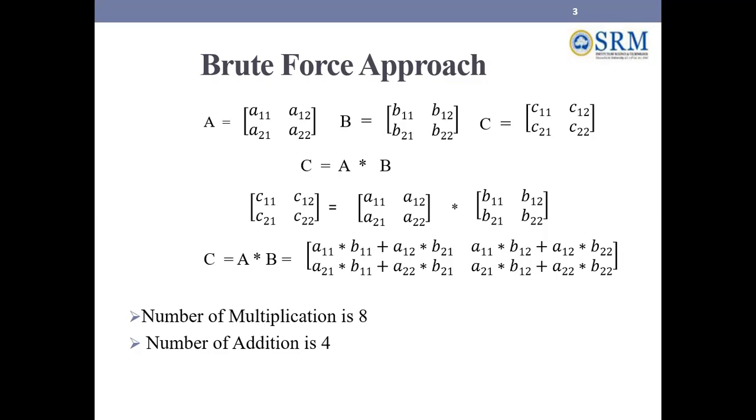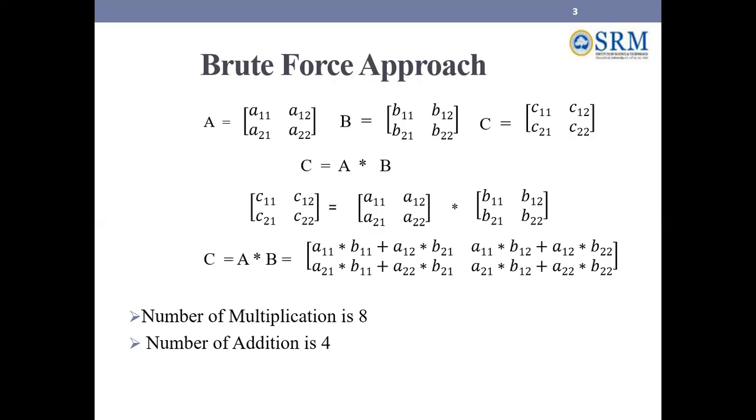Here, the basic operation is multiplication. See in this example, how many multiplications for the first element? There are two multiplications. The first row, second element, two multiplications. And the second row, two multiplications. The second element, two multiplications. So totally there are 8 multiplications. And how many additions? Each element has one plus operation. So there are 4 addition operations.